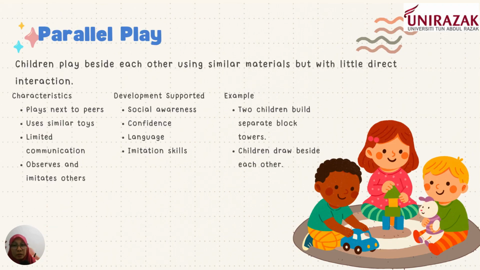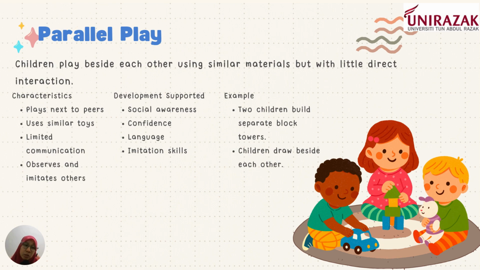Parallel play, as the name says, is the type of play where children play next to one another, parallel. They probably use similar toys, but they don't really talk much or share together. You can imagine two kids sitting side by side, each playing with the same toys, probably building blocks, but each builds their own block tower.